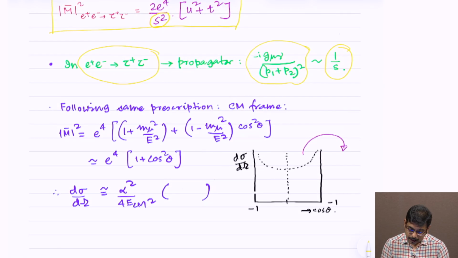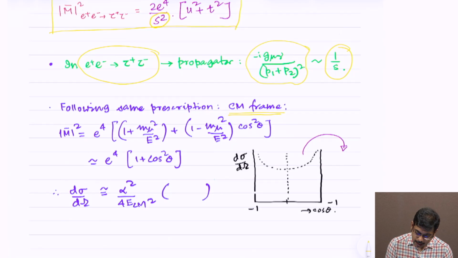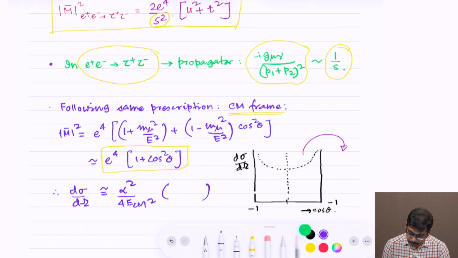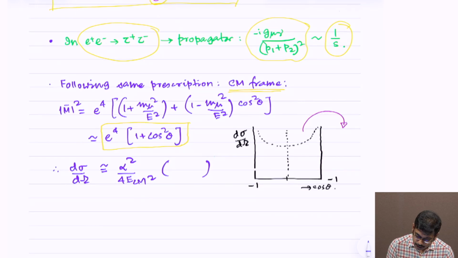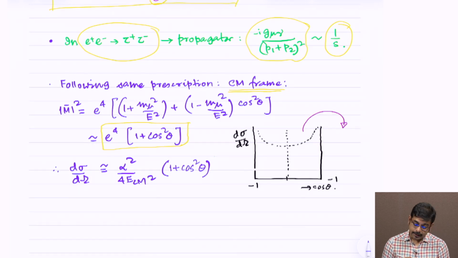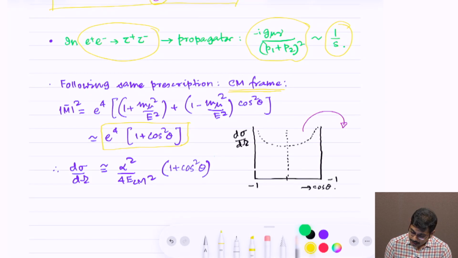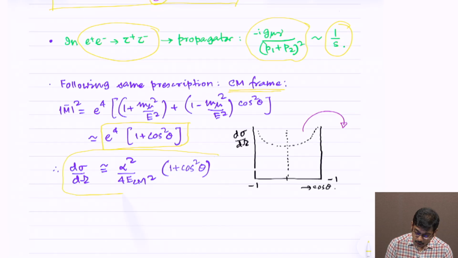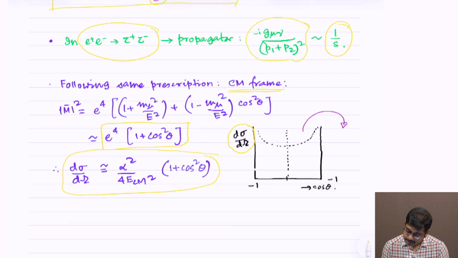So following the same prescription that we did, if we evaluate this in the center of mass frame, the mod M square turns out to be e to the power 4 into 1 plus cos square theta, or the d sigma d omega, if you wish, will be alpha square by 4 ECM square into 1 plus cos square theta. So this basically shows you that for E plus E minus going to tau plus tau minus or mu plus mu minus, this differential cross section, when plotted with respect to cos theta between -1 to +1, will give you a symmetric distribution.